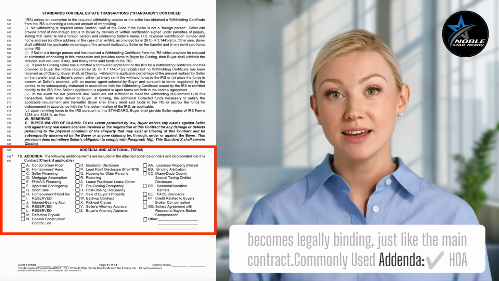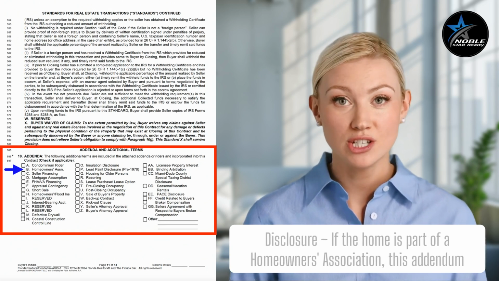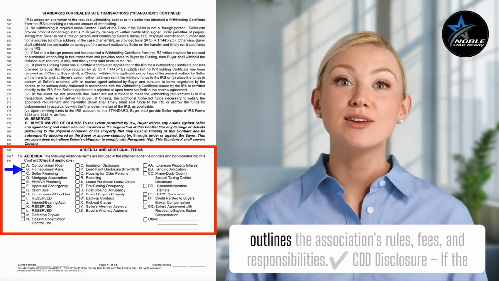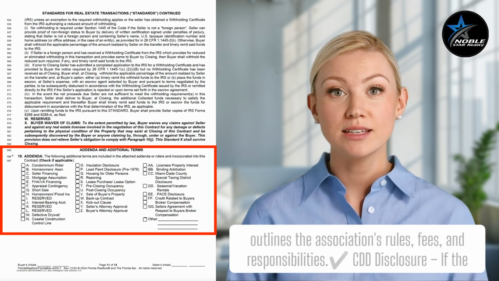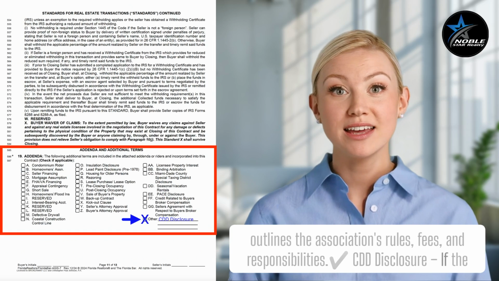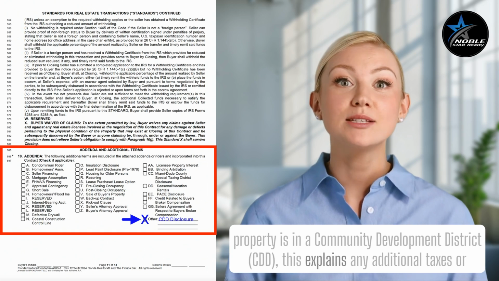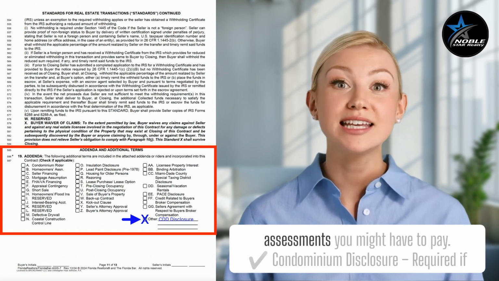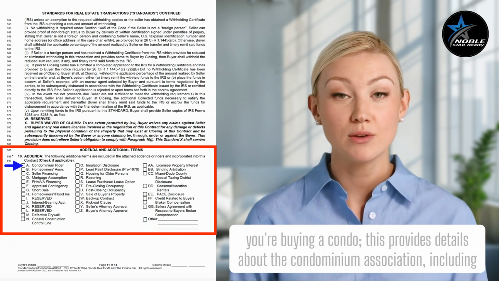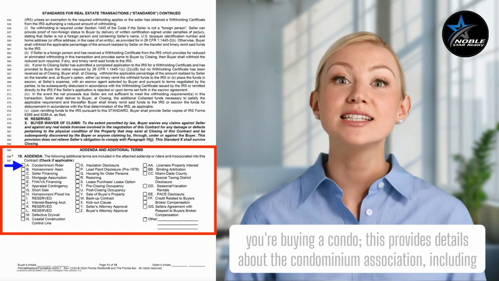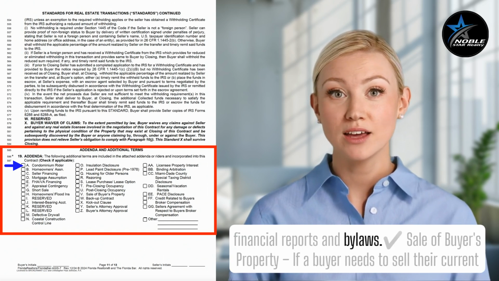Commonly used addenda. HOA disclosure. If the home is part of a homeowners association, this addendum outlines the association's rules, fees, and responsibilities. CDD disclosure. If the property is in a community development district, CDD, this explains any additional taxes or assessments you might have to pay. Condominium disclosure, required if you're buying a condo. This provides details about the condominium association, including financial reports and bylaws.